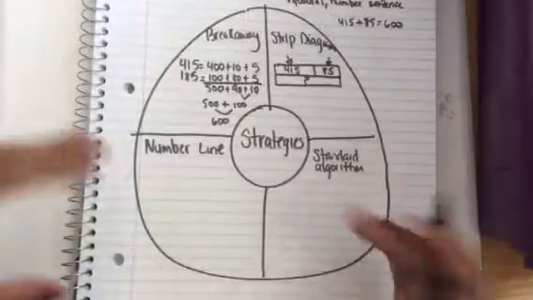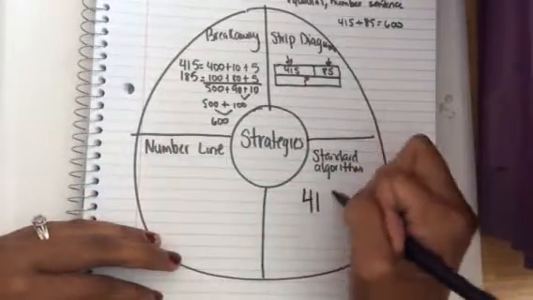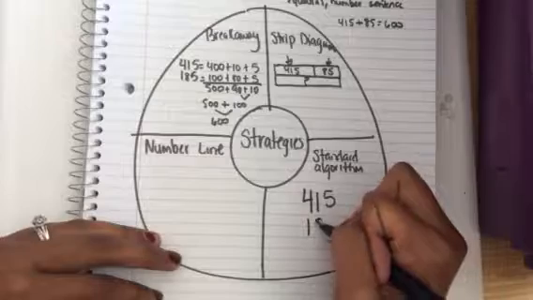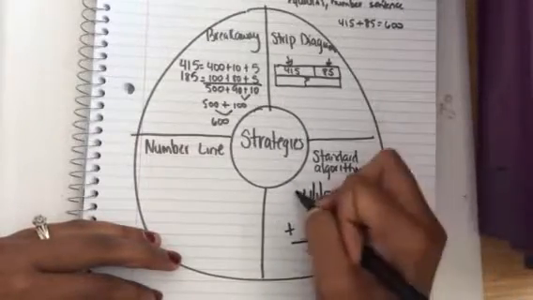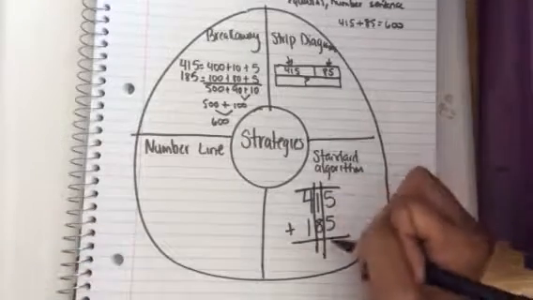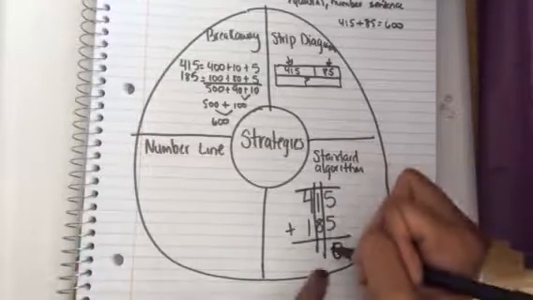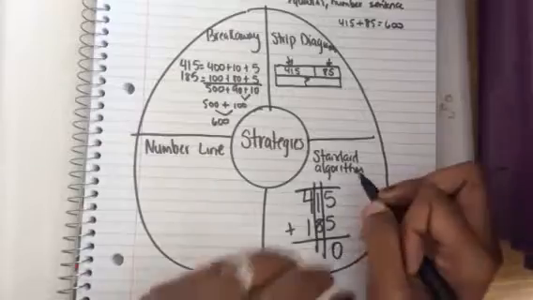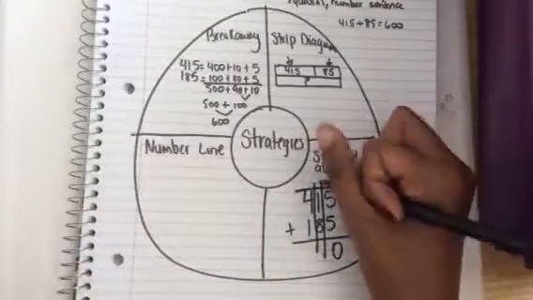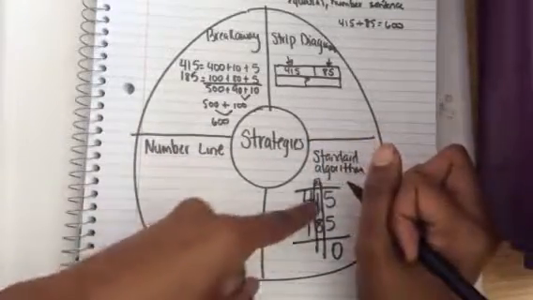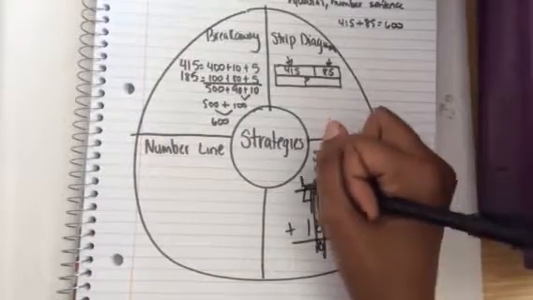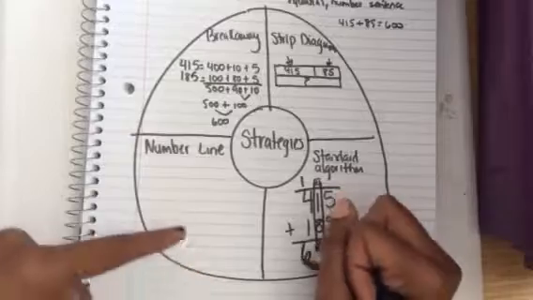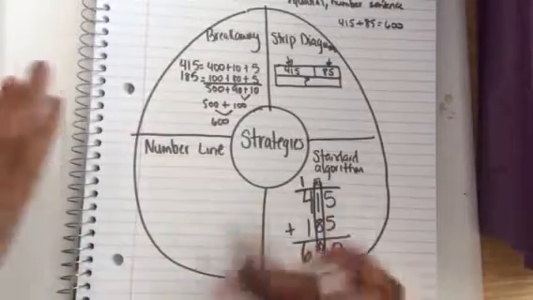One of the other strategies we teach them is the standard algorithm. This is the old school way of teaching, and it's simply adding the old-fashioned way. You start with the ones place when you're adding. 5 plus 5 is 10. Can we have two digits in one place? No, that's why we have to regroup, and we use the term regroup. So we carry over the 1. 1 plus 1 is 2. 8 plus 2 is 10. 1 plus 4 is 5. 5 plus 1 is 6. So the total is 600.